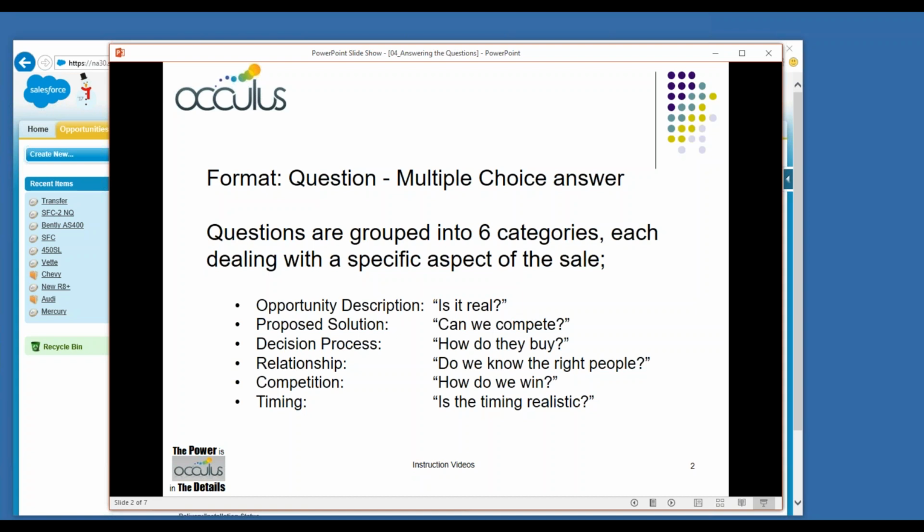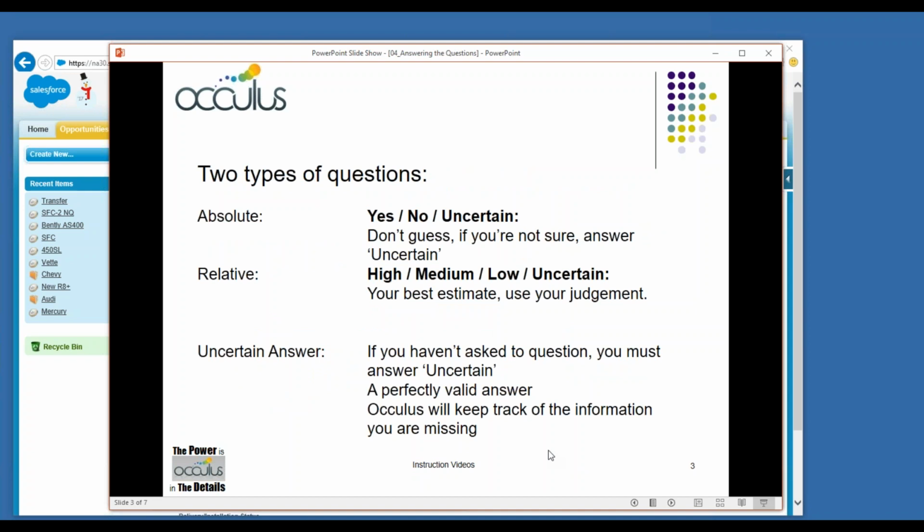The fifth category is competition, which answers the question, how do we stand against the competition and what do we have to do to win? And then the sixth category deals with the timing, and it really is to answer the question, is the timing realistic? So there are 2 types of questions in Occulus.